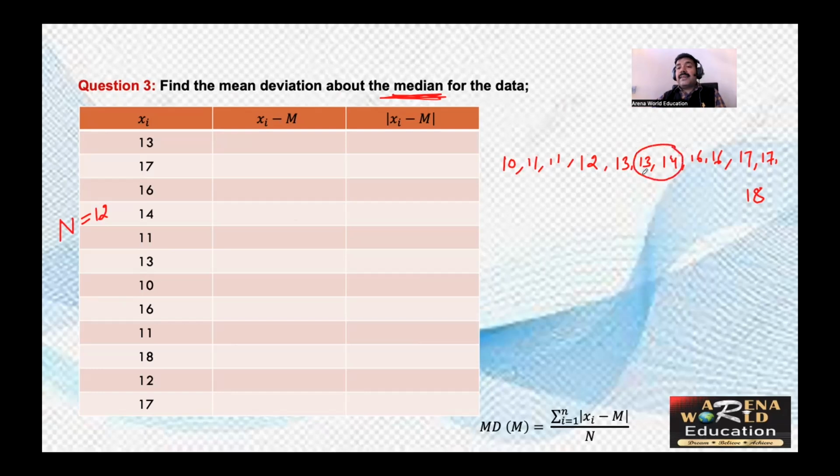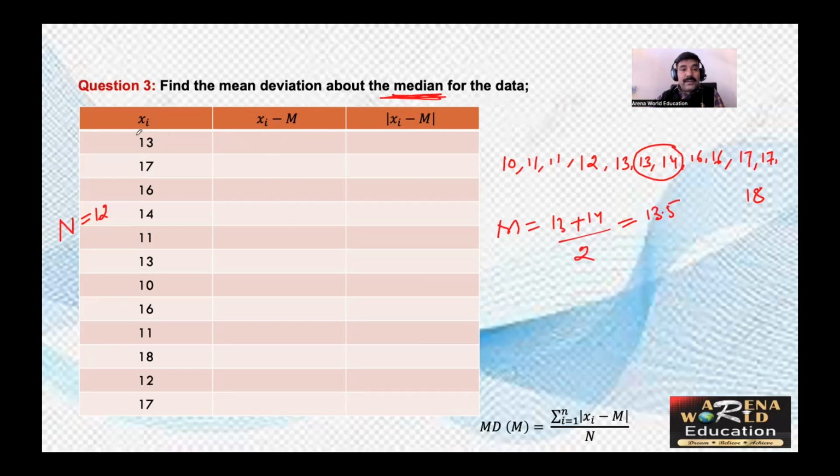So, the 6th and 7th term. What will be the median? Median will be (13 plus 14) divided by 2, so this will be 13.5. Now what we will do, we will find the difference of all xi's with 13.5.